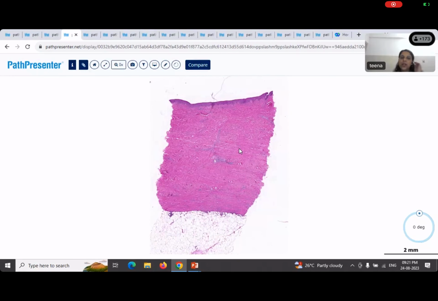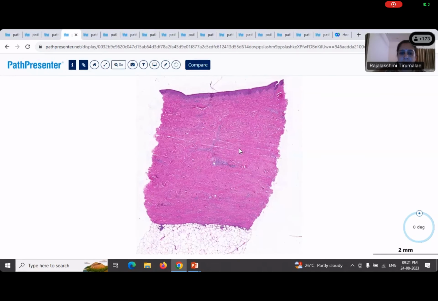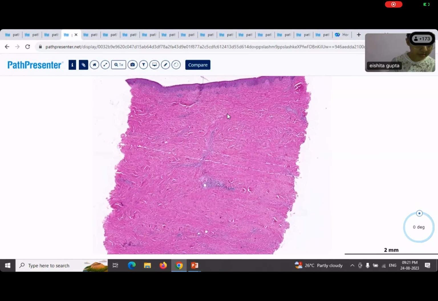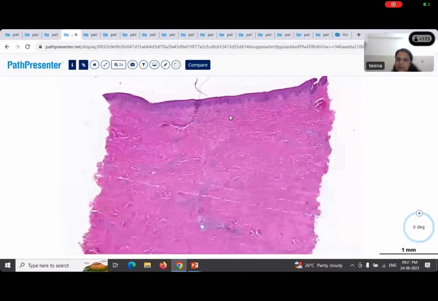I'm not able to hear you, sorry. Section from skin shows a rectangular biopsy. Epidermis appears normal, and dermis shows sclerosis and mild perivascular inflammation. Okay. Subcutaneous fat is normal. Okay, the epidermis looks relatively okay, normal.